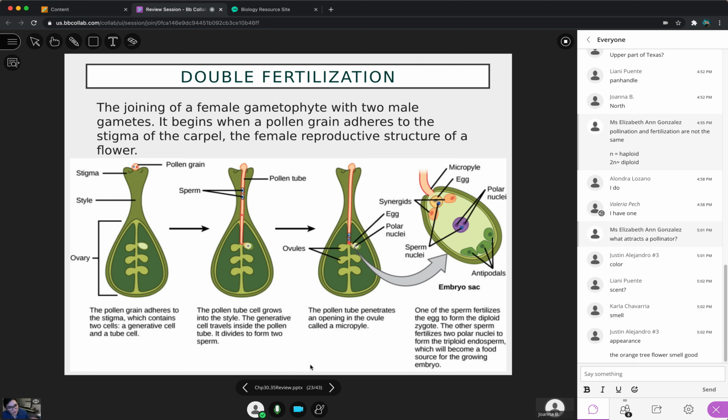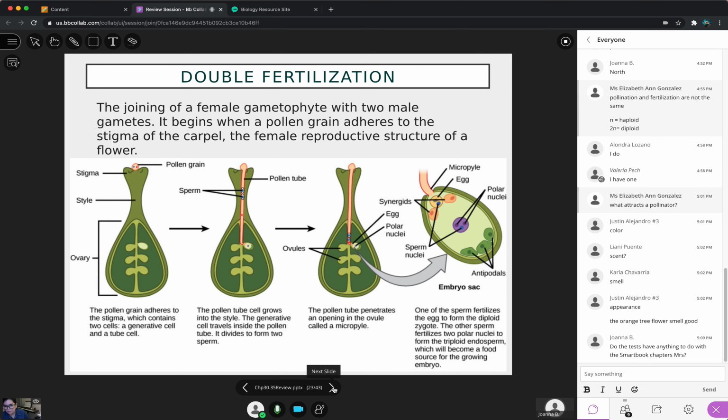which is the baby. So one is designated to make a baby plant, and the other one is what's going to make the endosperm. What endosperm was, we talked about that earlier, that's the food. The food that the seed needs to be able to germinate. Again, it's called double fertilization because one fertilizes the egg to turn into the zygote, and the other one turns into the food, or the endosperm. So that's what we mean by double fertilization.